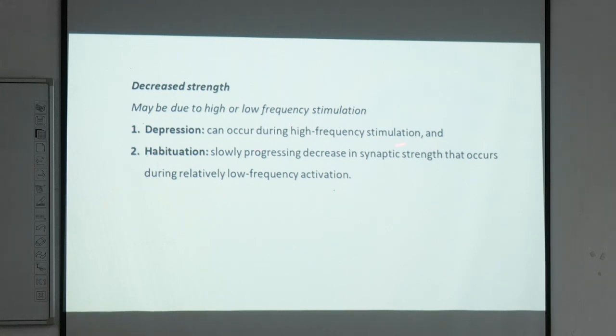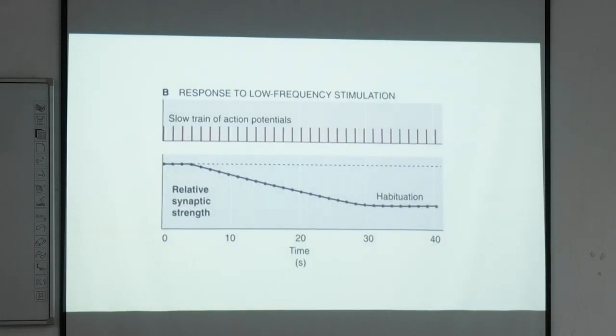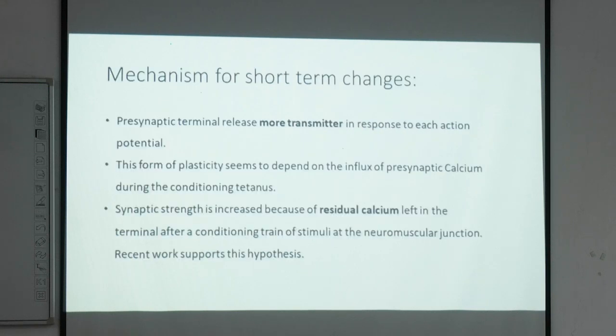Depression can occur due to high frequency stimulation, and habituation is a slowly progressive decrease in synaptic strength that occurs with relatively low frequency stimulation. Now the major part which you need to explain: this is habituation.